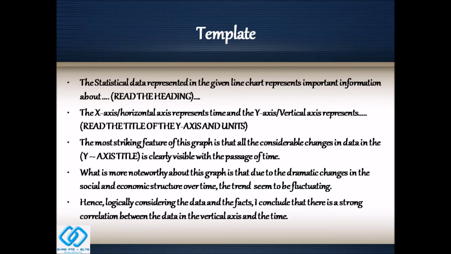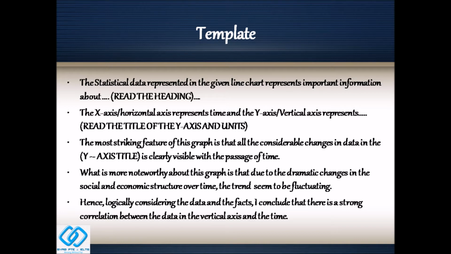Now let us look at the template that we can use to answer the line chart question. This is just a skeleton of what you can use in terms of answering the line chart. If you are able to come up with your own version of it, that's well and good. This is for people who would want to have a structure towards answering it. The first point here is: the statistical data represented in the given line chart represents important information about, and you just read the heading there. All that you need to do is put the heading in the blank space.